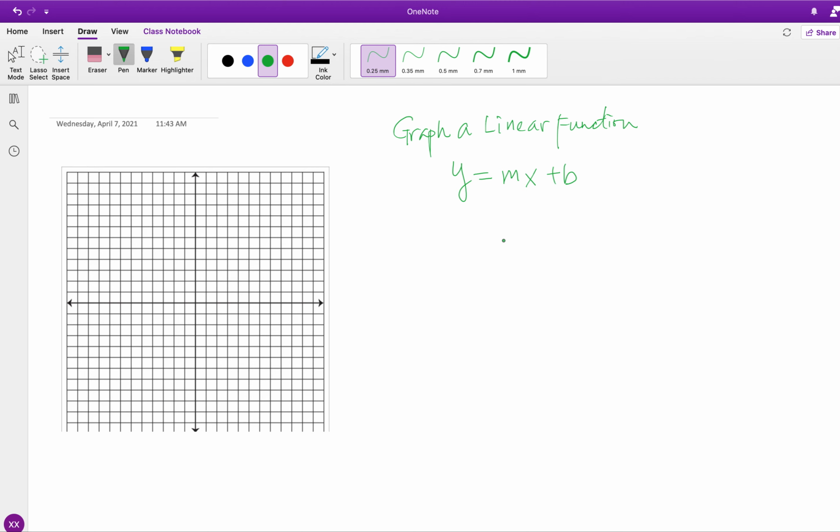Now note, the reason why we say linear is because the power of x is always 1. If it's not a 1, it's not a linear function. It could be something else. For example, if the power is 2, it becomes a quadratic function. Quadratic functions will be studied when you're in grade 11.